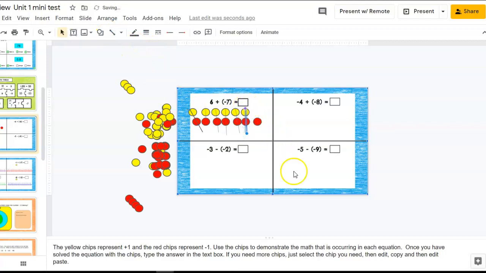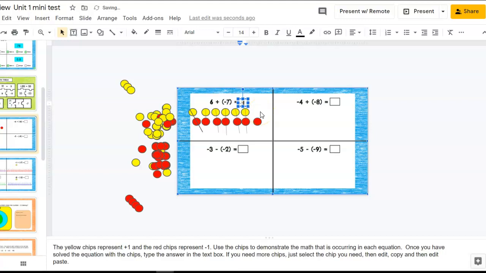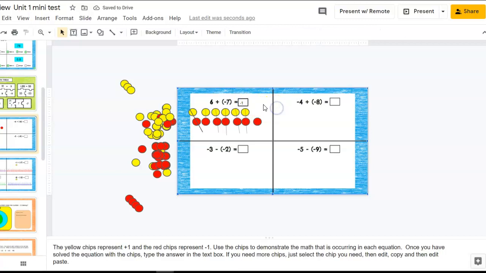So once I've canceled those all out, I have a negative 1 left. So my answer is negative 1. So I'm going to type negative 1 into that box. Now let's look at the next one.